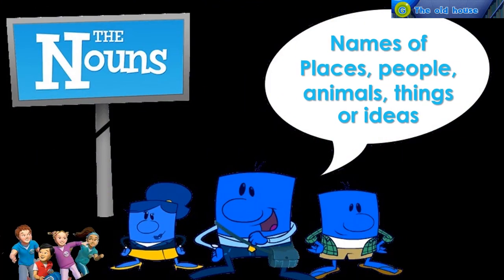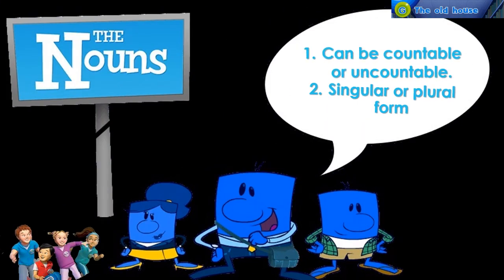Do you also remember that nouns are names of places, people, animals, things, or ideas? Now, give me a name of a place. People. Animals. Good. What about things? Did you say pencil? Okay, very good. Let's carry on. You're a very good student.